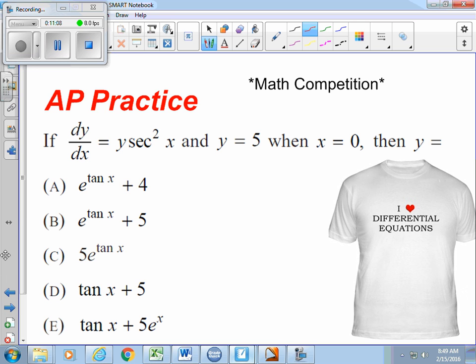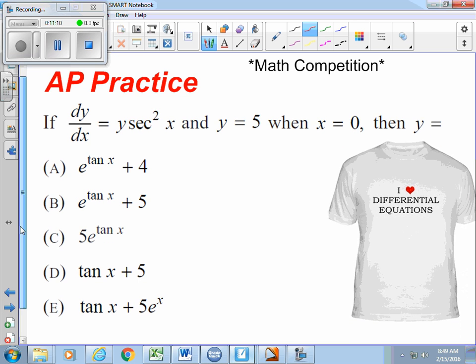Let's do this AP practice problem. Has nothing to do with domain. How do we, after that one, do we feel a little better about domain? No, yes, no, maybe. It was a bad one. They aren't all that bad.